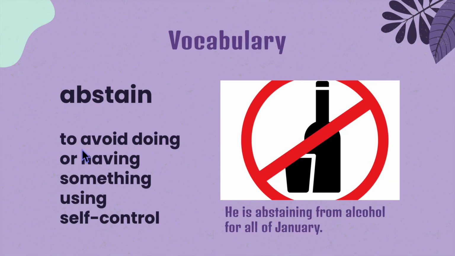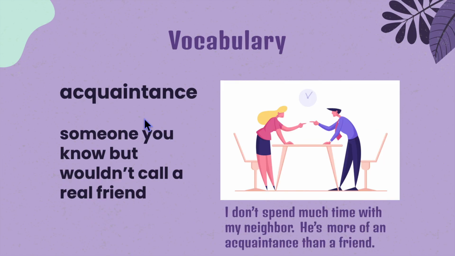Abstain. That means to avoid doing or having something using self-control. He's abstaining from alcohol for all of January. Acquaintance. An acquaintance is someone you know but wouldn't call a real friend. I don't spend much time with my neighbor. He's more of an acquaintance than a friend.